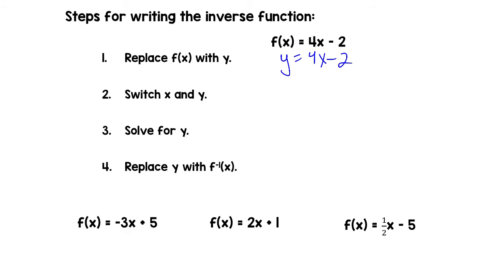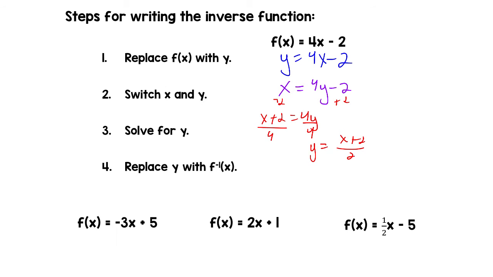Next step, and it's as easy as it sounds, replace x with y. So we're going to switch x and y around. So this becomes x = 4y - 2. Now we solve for y. So we have to get y alone. Let's first add 2 to each side. We have x + 2 = 4y. Now to get y alone, we need to divide both sides by 4. And we can just leave it like this: y = (x + 2)/4.